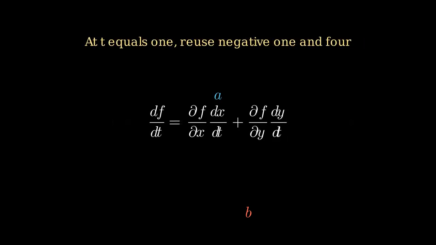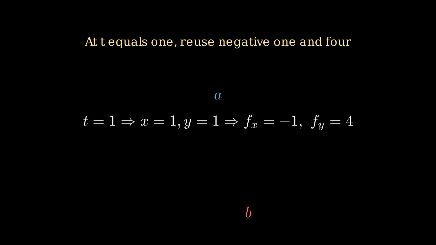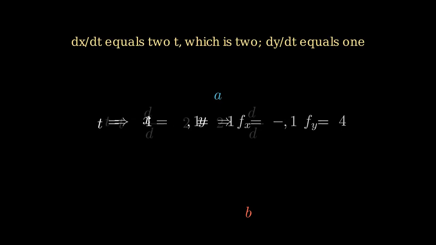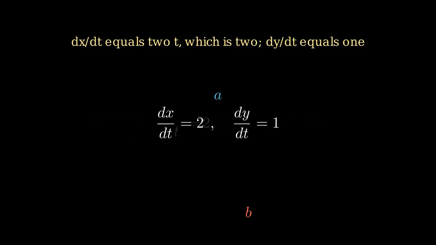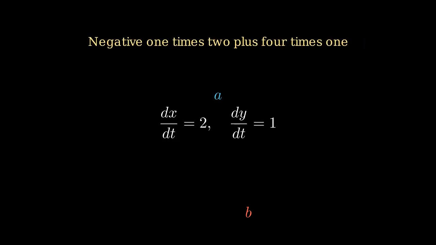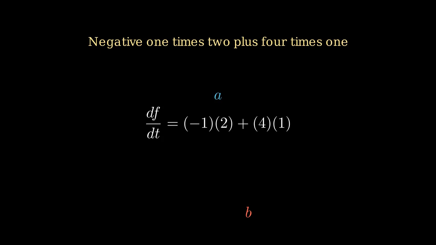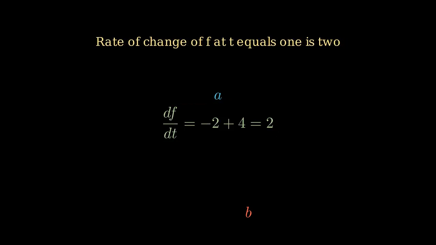At t equals 1, x equals 1 and y equals 1, so we reuse our earlier partial derivatives, -1 and 4. The derivative of x with respect to t is 2t, which at t equals 1 is 2, and the derivative of y with respect to t is simply 1. Putting it together, df by dt equals -1 times 2 plus 4 times 1, which is -2 plus 4 equals 2. So the rate of change of f with respect to t at t equals 1 equals 2.